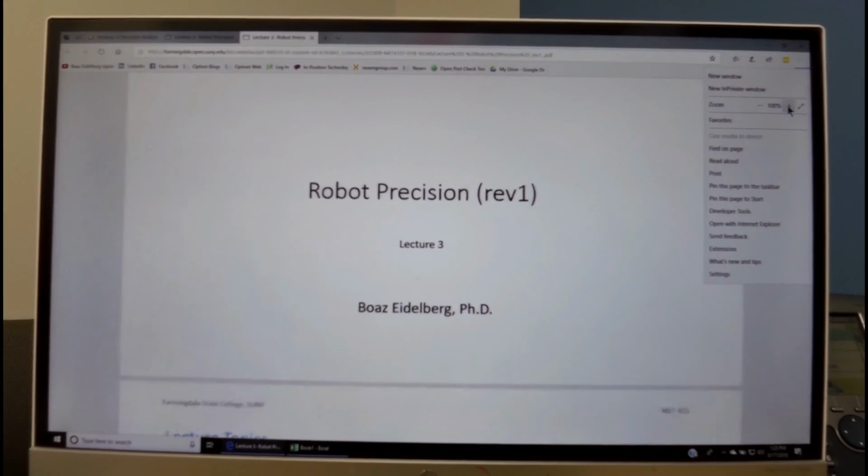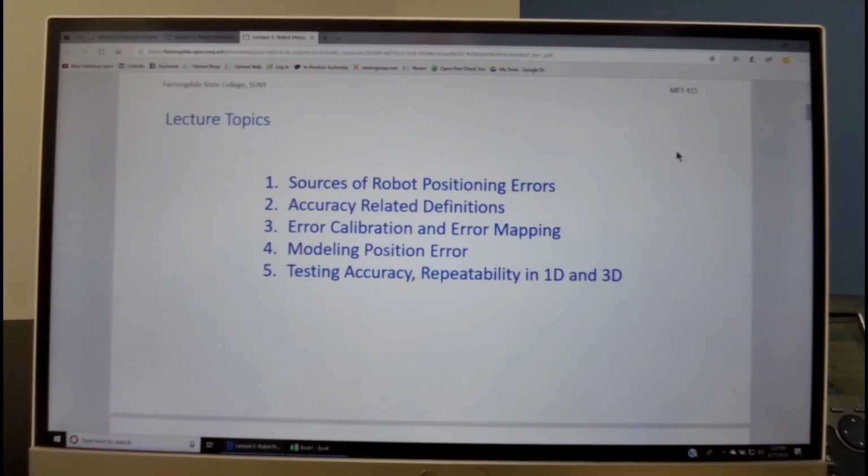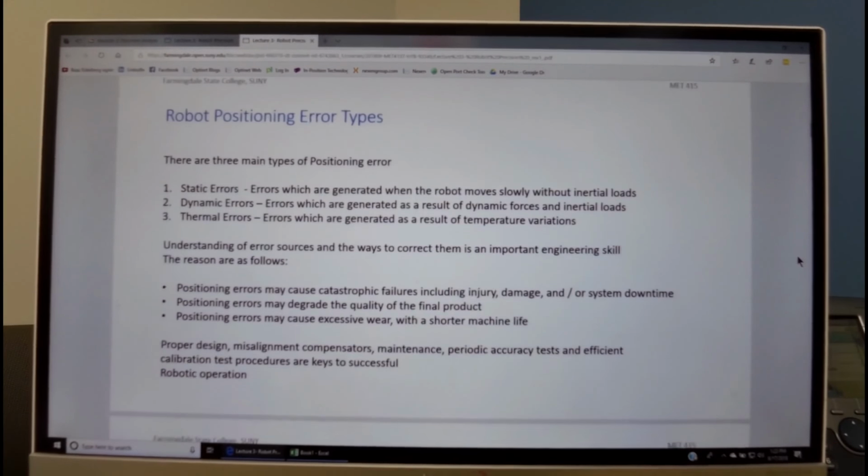The discussion this afternoon will cover a few topics. We will talk about the different sources of robot positioning errors. We look at the accuracy-related definitions, error calibration and error mapping. We'll take a look and see what they are. We'll model a position error of a robot, and we will also discuss testing of accuracy and repeatability in one dimension and 3 dimensions of robots.